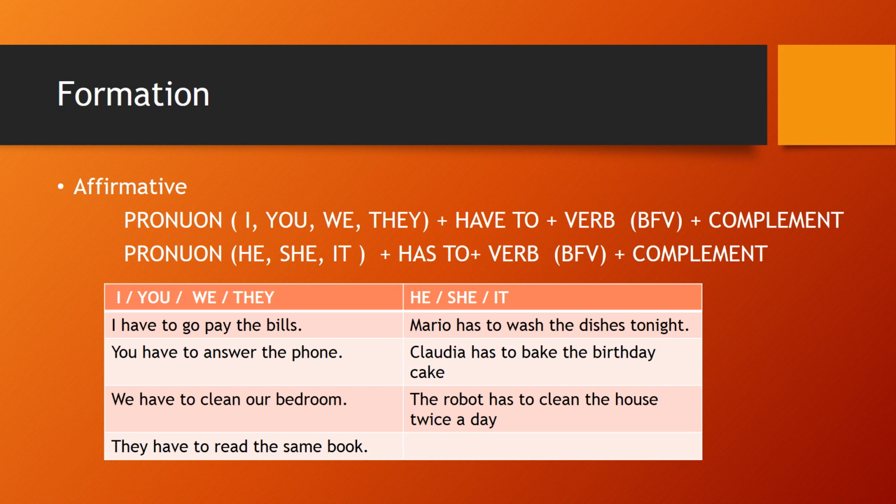Now, the examples using the third person. Mario, which is he. Mario has to wash the dishes tonight. Claudia, which represents she, has to bake the birthday cake. And the last one, the robot has to clean the house twice a day. Those examples are affirmative.